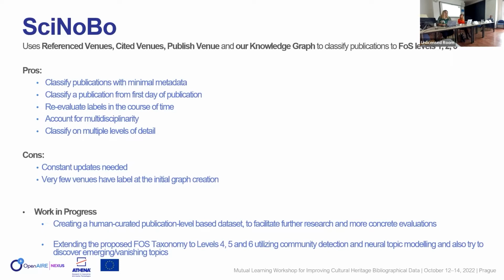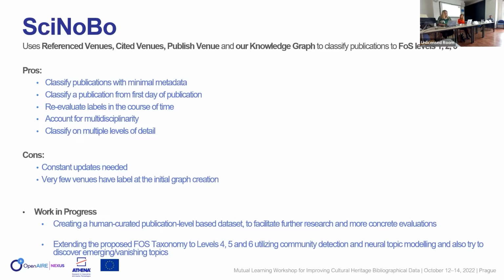Some of the cons are that there are constant updates needed. Very few venues have a label at the initial graph creation, which means that our label propagation and whatever assumptions we make there are extremely important on how the knowledge graph develops. And also that it cannot be used in text that doesn't have citations or references. So it cannot be transferred to any type of text without additional work.